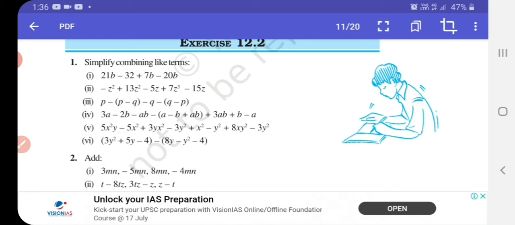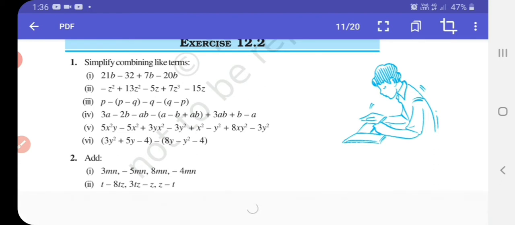Now we are talking about addition and subtraction of like terms, and we do exercise 12.2 question number 1. I hope you have completed question number 1 in your book. Okay. Now question number 2. Let's do question number 2.